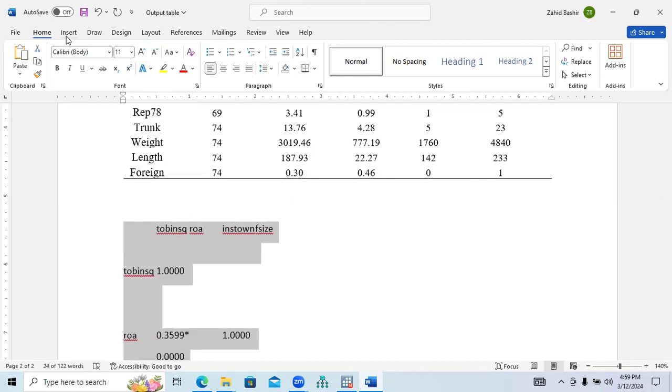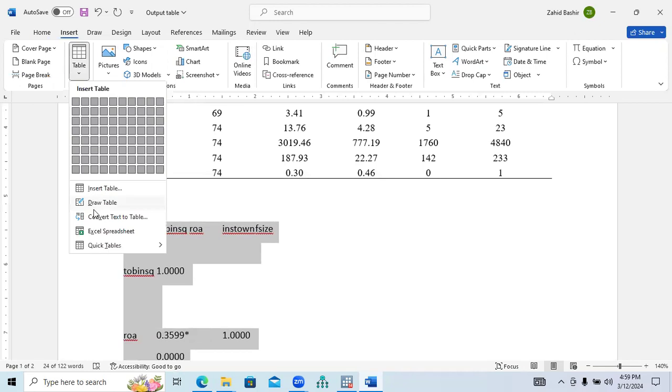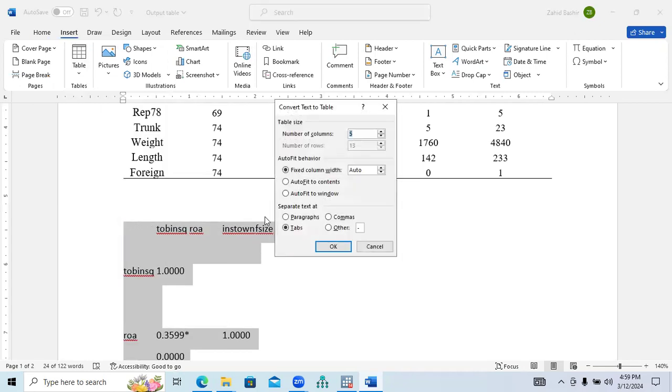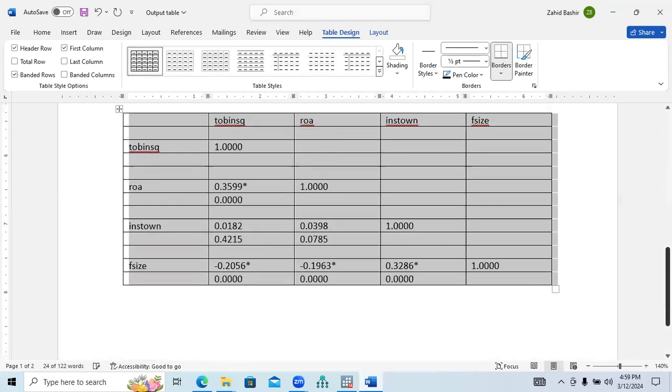Go to insert, go to table, and convert text to table. And it will ask you automatically how many columns or rows are required. You just need to click OK, and it will convert it into a table like this.